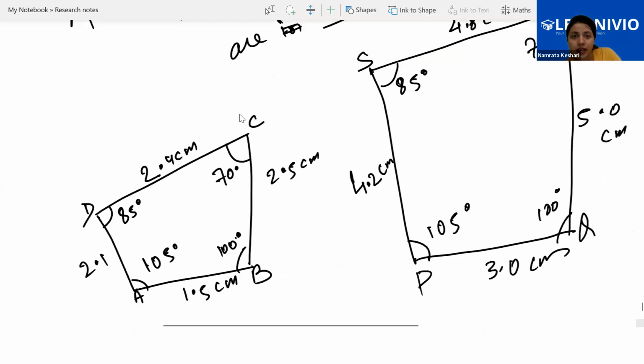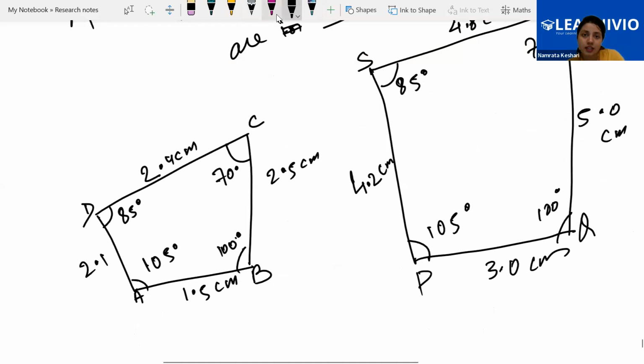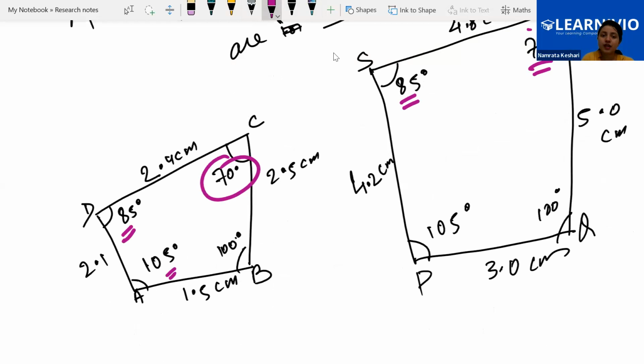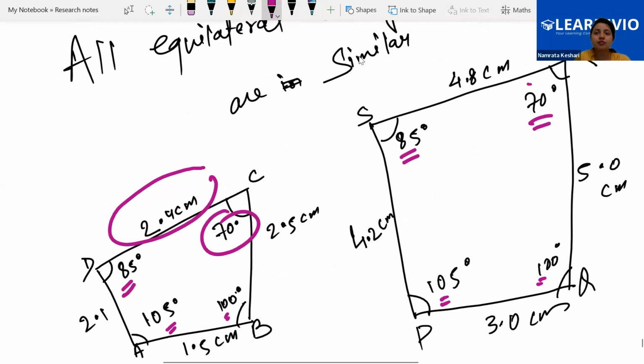What I said, all the angles have to be the same and the sides have to be in proportion with each other. So this is 70. Is there any 70? Yeah. This is 85. Is there any 85? Yeah. 105 is there. 100 is there. Yeah. Perfect. Now 2.4 centimeter is there, and there we have 4.8 centimeter. So you can see all the sides are just double.